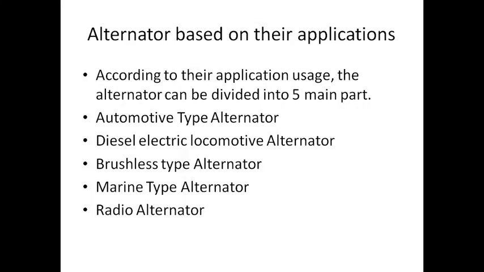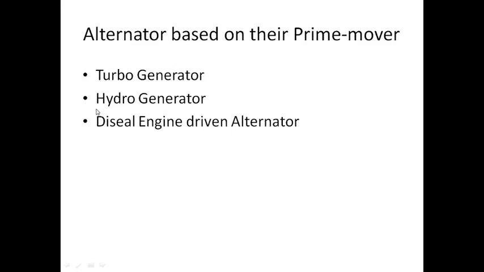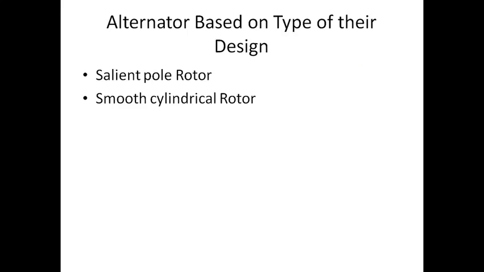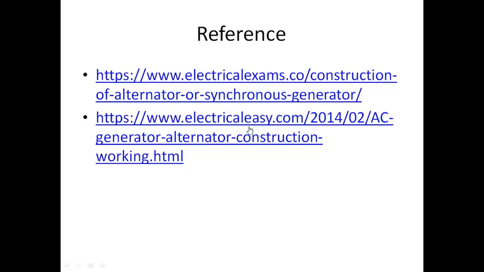According to the basis of application, the alternator is different: automotive type, diesel electric locomotive, brushless type, then marine type and radio type. According to the application, my alternator changes. Again, turbo generator, hydro generator, diesel engine driven alternator, according to the prime mover, meaning what prime mover you are going to use for your generator. According to the design, salient pole rotor and smooth cylindrical rotor. And these are my references. And thank you.